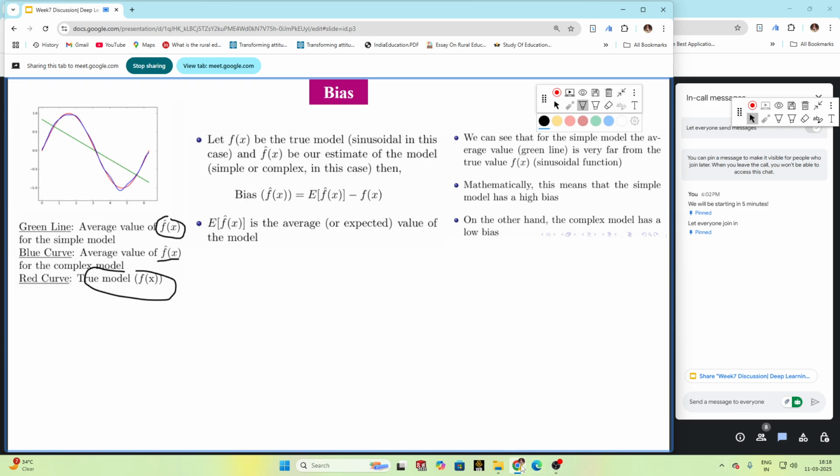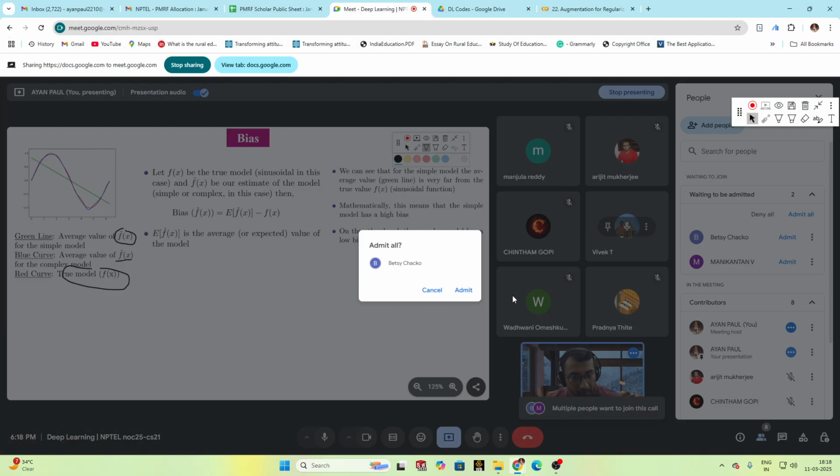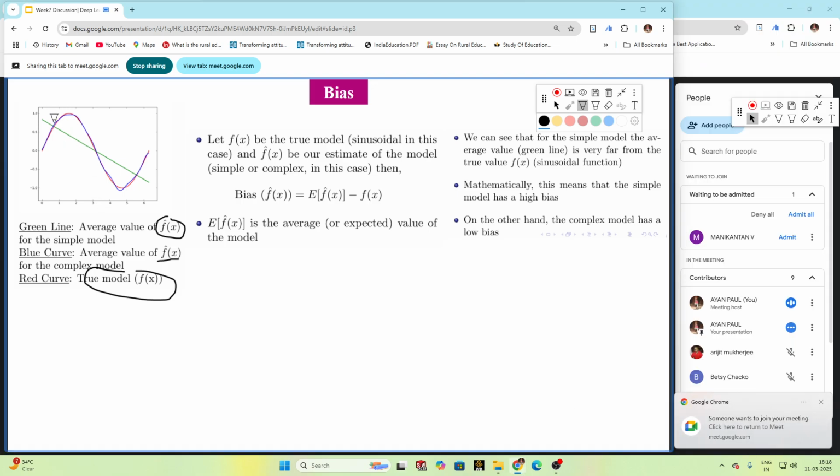Now there are two predicted models: one is the simple predicted model and one is the complex predicted model. The green straight line is the average value of the simple predicted model, and the blue line is the average value of the complex predicted model.